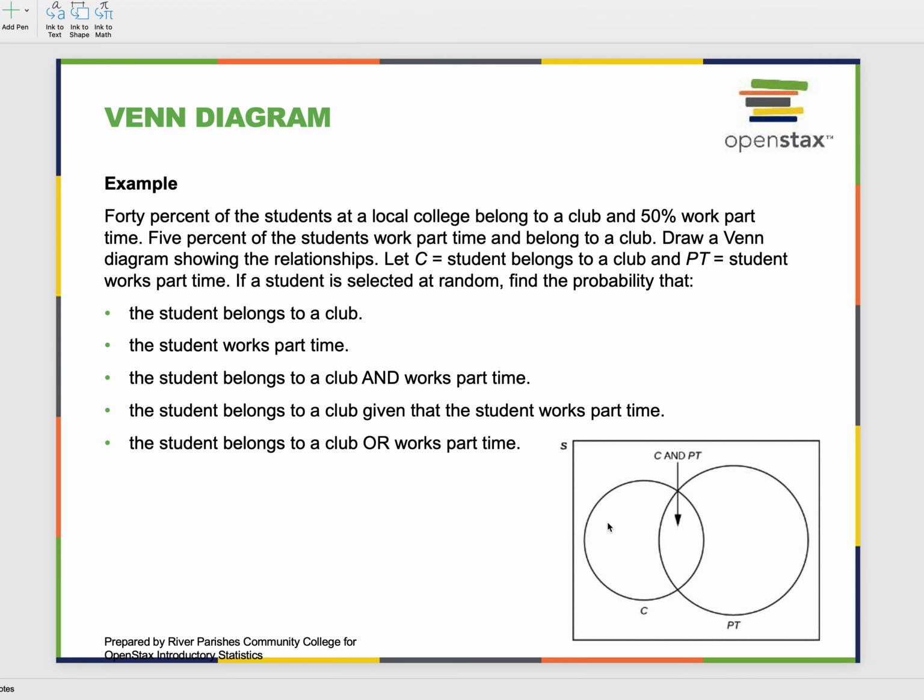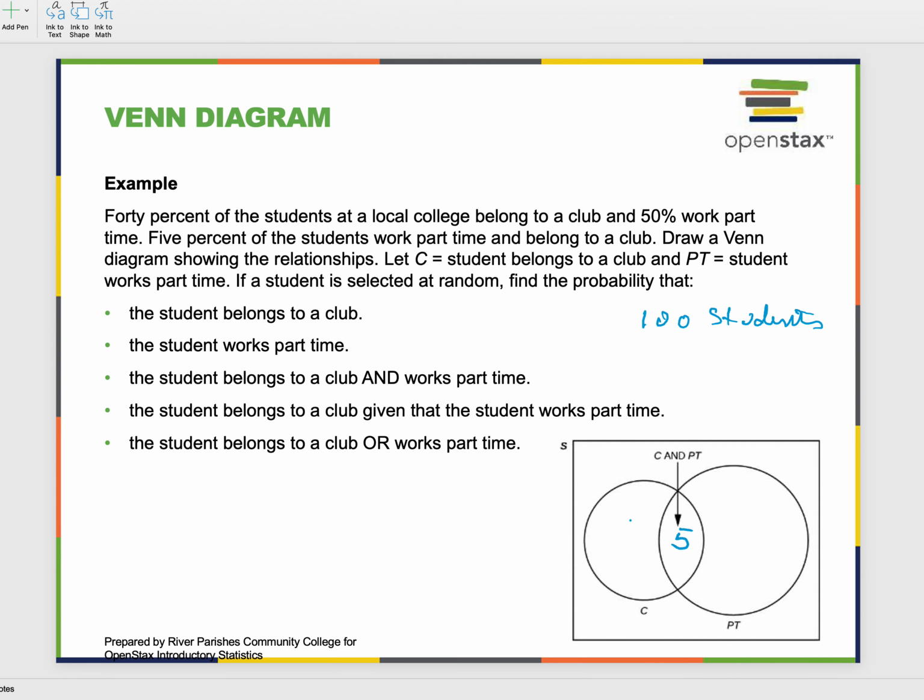40% of the students at a college belong to a book club, and 50% work part-time. 5% of the students work part-time and belong to the book club. Draw a Venn diagram. So let's pretend it's 100 students, so we're not confusing ourselves with percentages. We said 5 do both. 5% of the students work part-time and belong to the club.